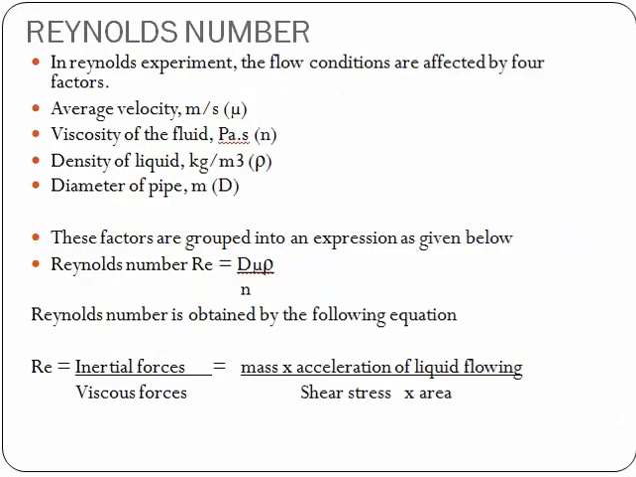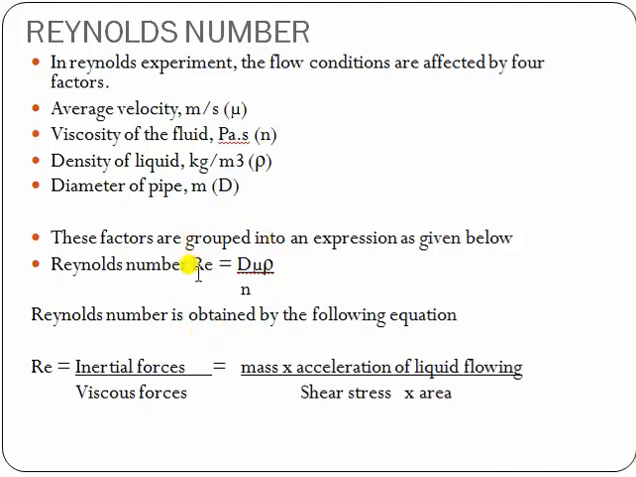Now, in Reynolds experiment, the flow conditions are affected by four factors: average velocity, viscosity of fluid, density of liquid, and diameter of pipe. These factors are grouped into an expression, where Reynolds number Re is equal to d mu rho by n. Now we will discuss in detail how this equation is derived.